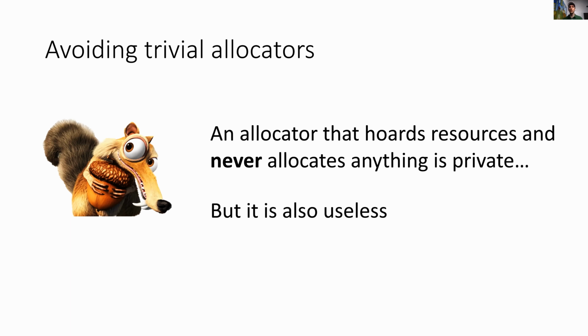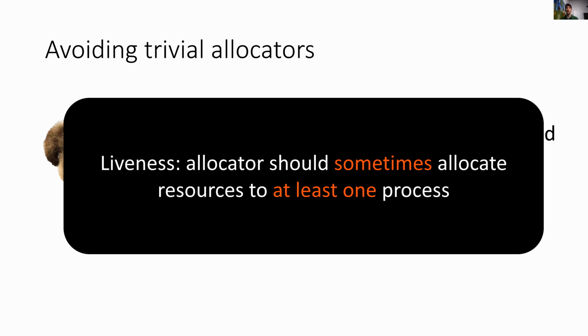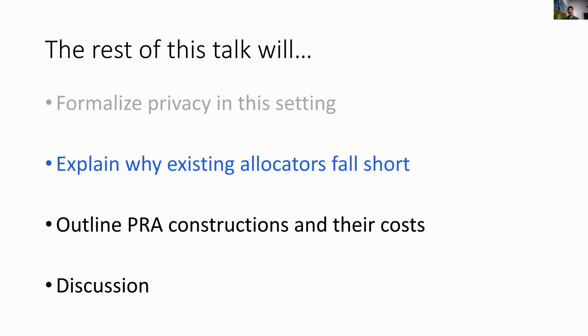So we're going to introduce an additional requirement, which we call liveness, which basically says that the allocator should sometimes allocate resources to at least one process. And by sometimes, what we mean is that the probability of at least one process getting a resource should be non-negligible. So let me now take a look at some of the obvious allocators that you might consider and discuss why they fail to achieve our definition of privacy.